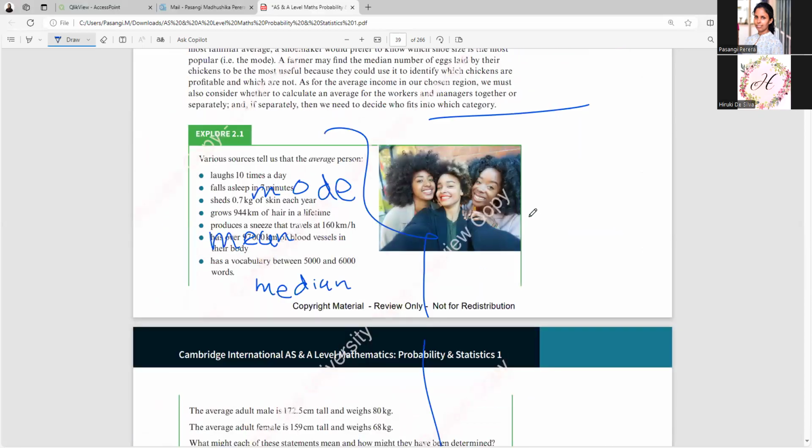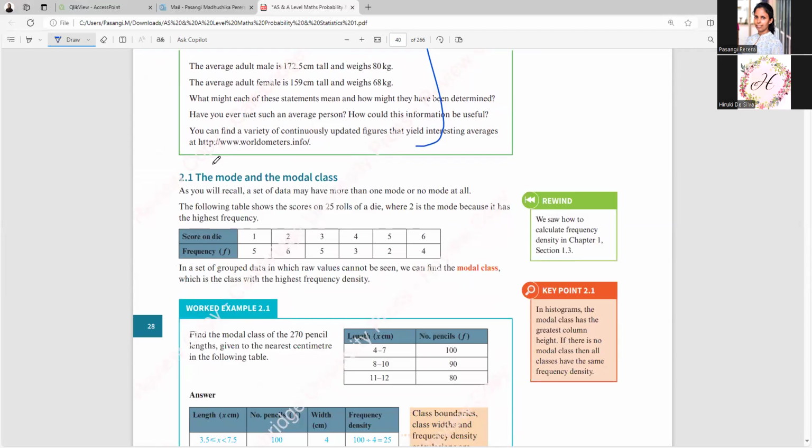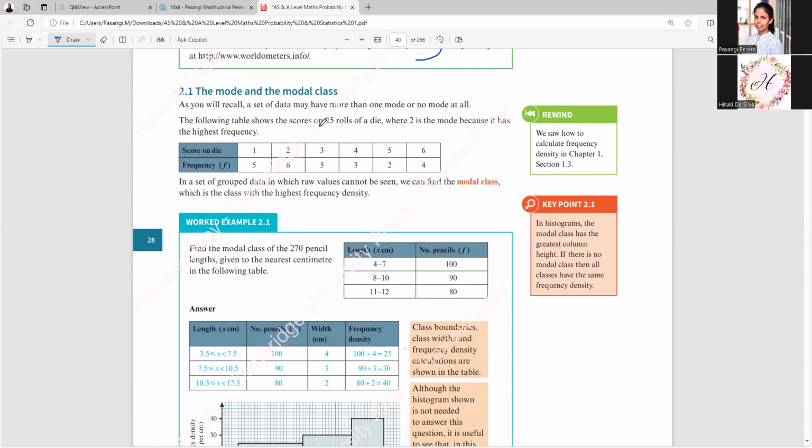Then we have the mode and the model class. So here the first part is how we are going to calculate the mode and how it will differ from the other ones.